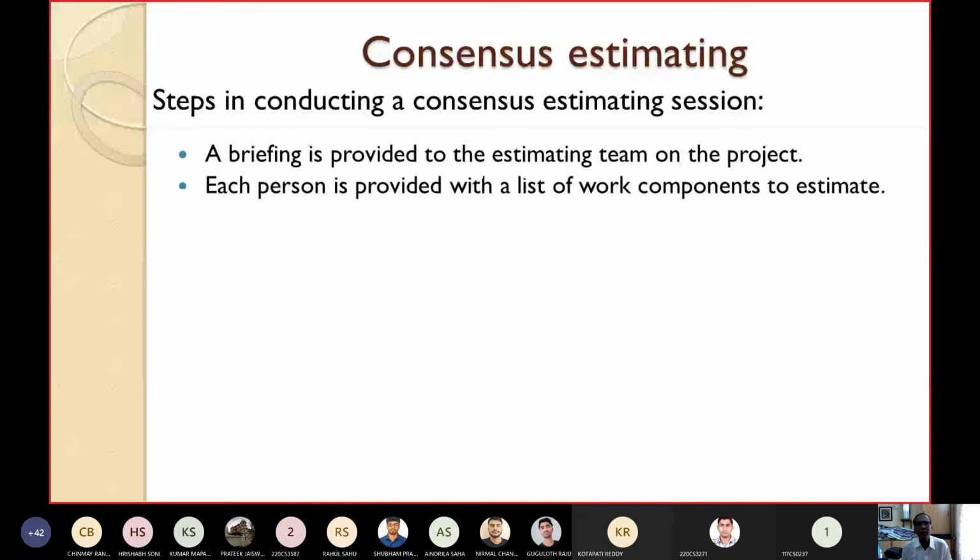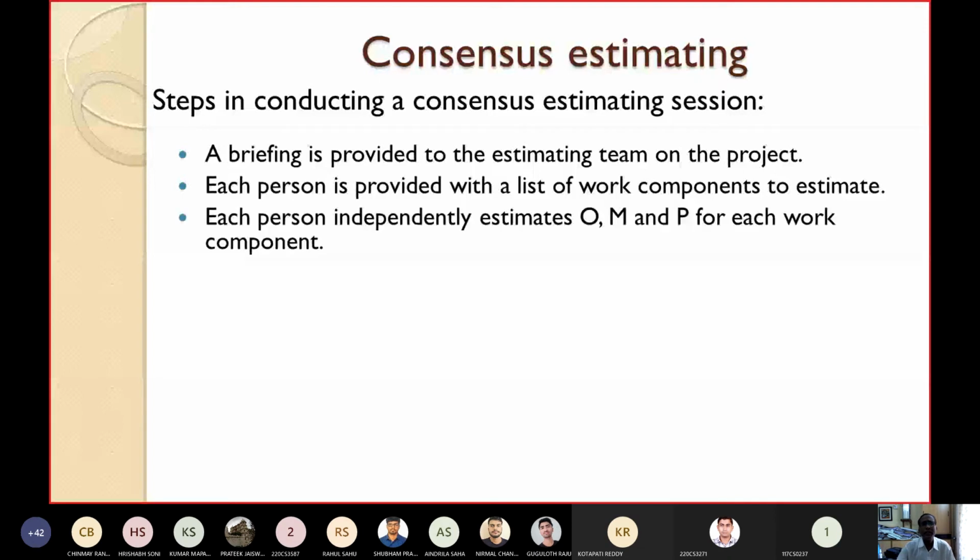Then each person is provided with a list of different work components to estimate. Each person independently estimates the values of O, M, and P. We are taking consensus estimating, so a group of experts is there. Each person independently estimates the optimistic case, most likely case, and pessimistic case for each work component.